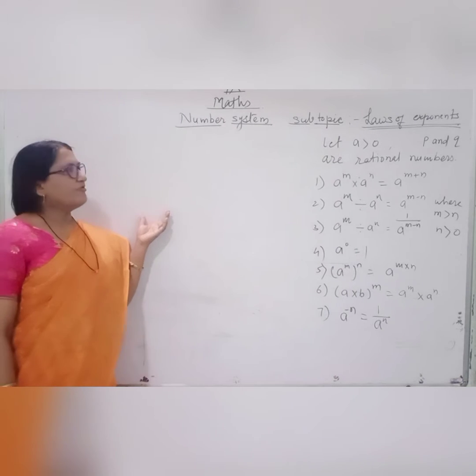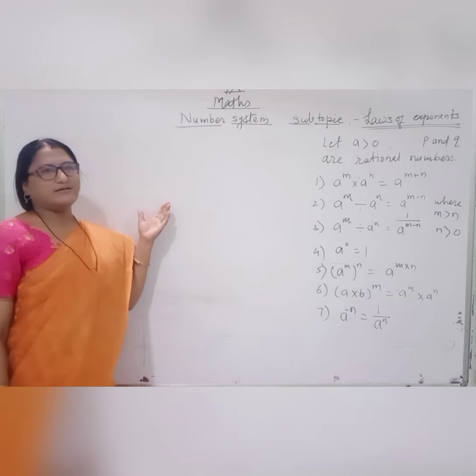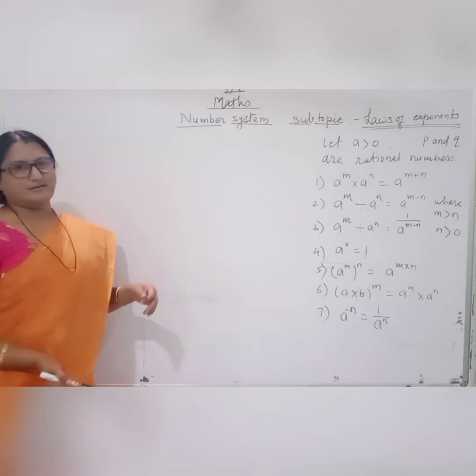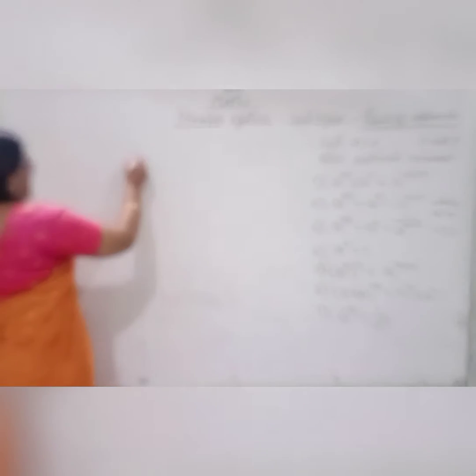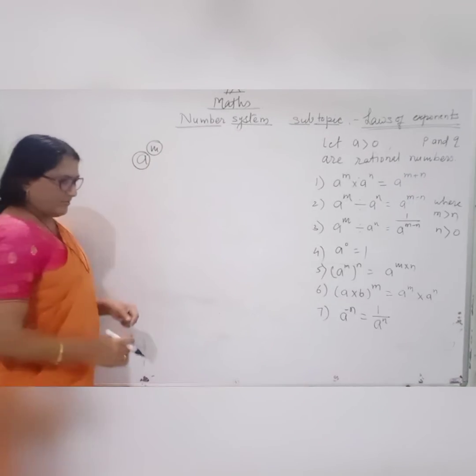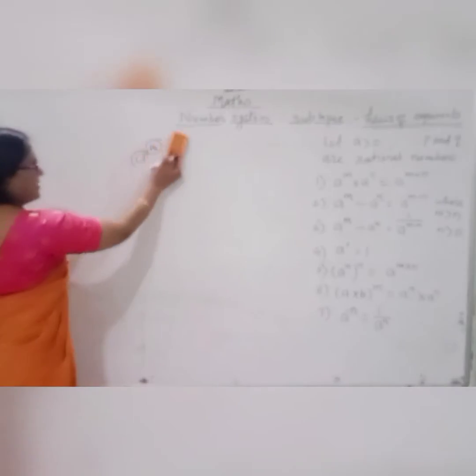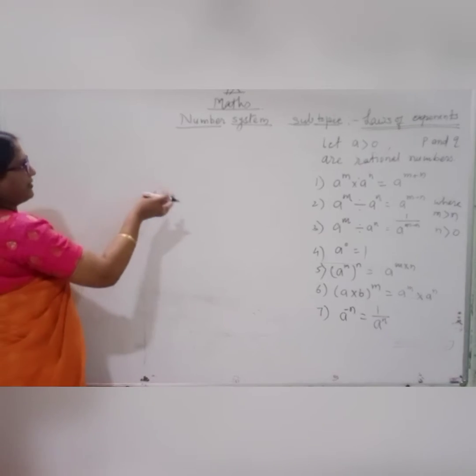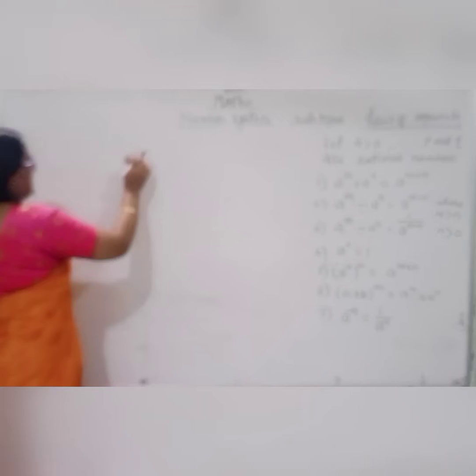Exponents means what? We can say exponent is in other words power or index. For example, a raised to the power n. This a is base and n is called exponent or index or power. Where a is greater than 0 and m, n, or you can choose any alphabet here.